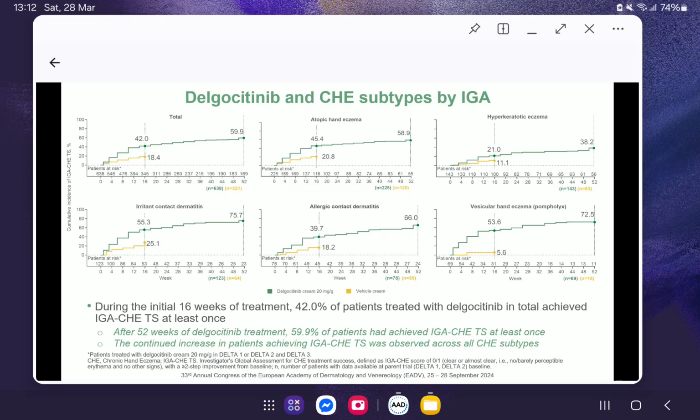But if you look at all different subtypes of chronic hand eczema, Pompholyx, allergic contact dermatitis, irritant contact dermatitis, what you see is that all of these graphs look the same. Because delgocitinib, which is now our only FDA-approved topical pan-JAK inhibitor, has shown beautiful efficacy in all subtypes of chronic hand eczema.